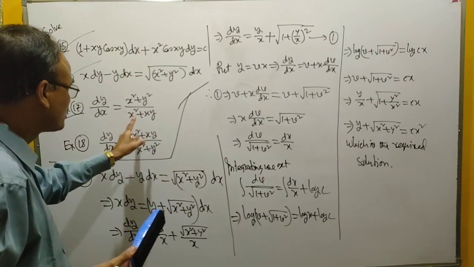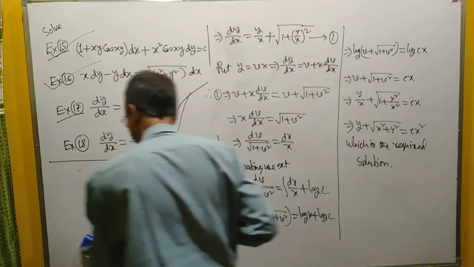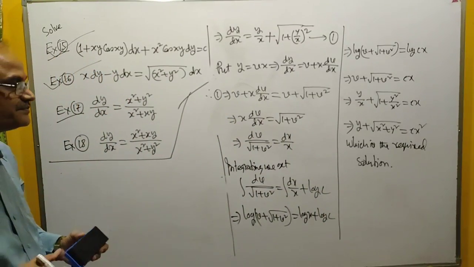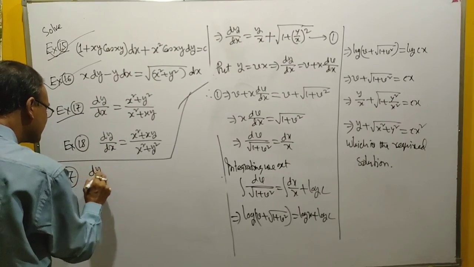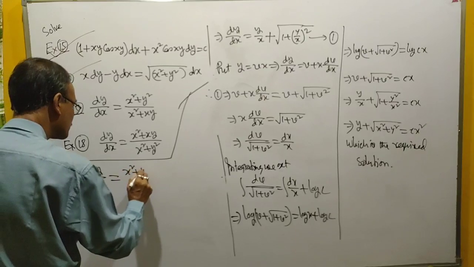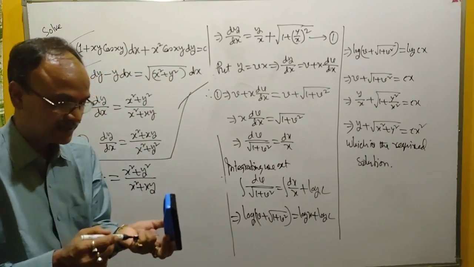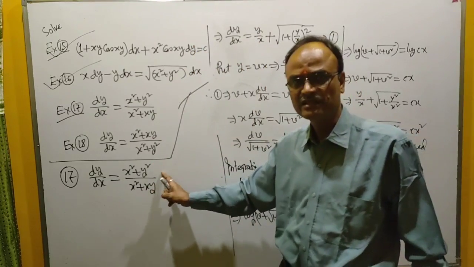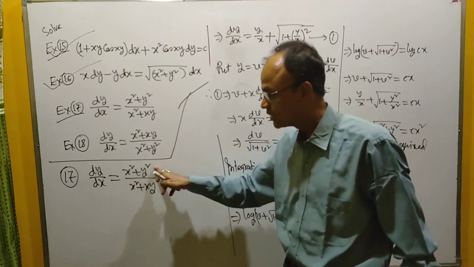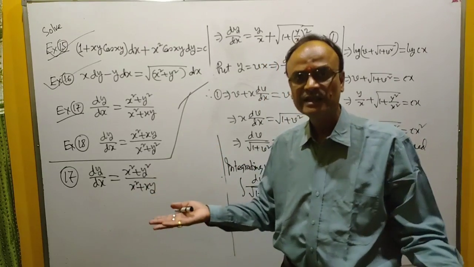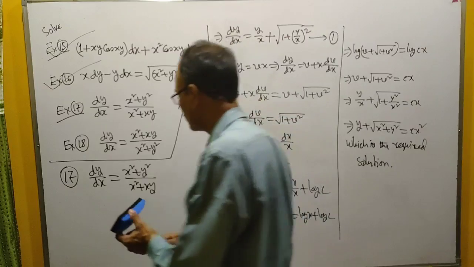Question number 17. dy by dx equal to x square plus y square divided by x square plus xy. Now, if you divide the numerator and the denominator by x square, you will get 1 plus y square by x square divided by 1 plus y by x. It is a function of y by x. Clearly, it is homogeneous.